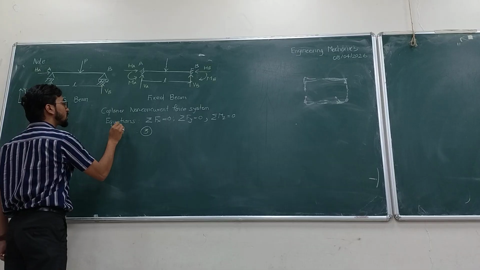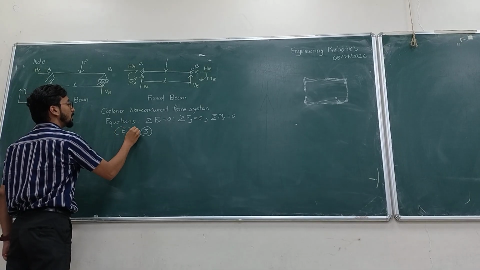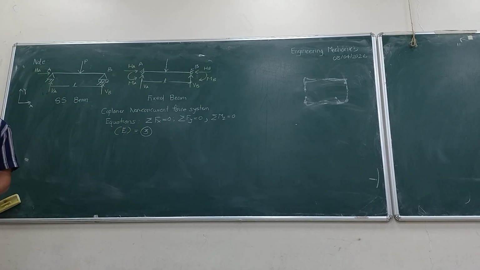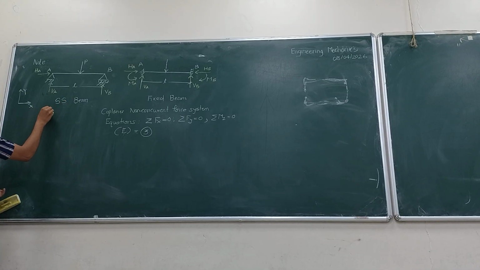So number of equations is equal to 3. Very much important. Now look at this beam. How many unknowns are there? How many unknown reactions are there?